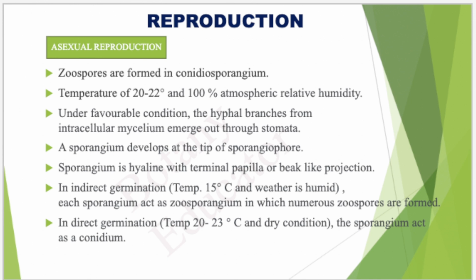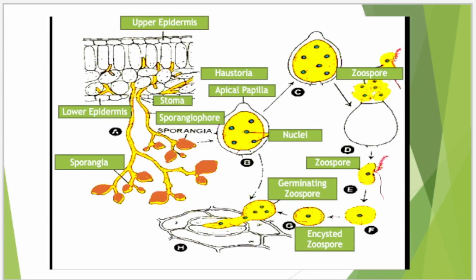Now conidium will form, a special structure which is called conidium, in which the flagella are not present. This structure will be formed at higher temperature, 20 to 23 degrees Celsius, and in dry condition. Now, how is this structure happening?